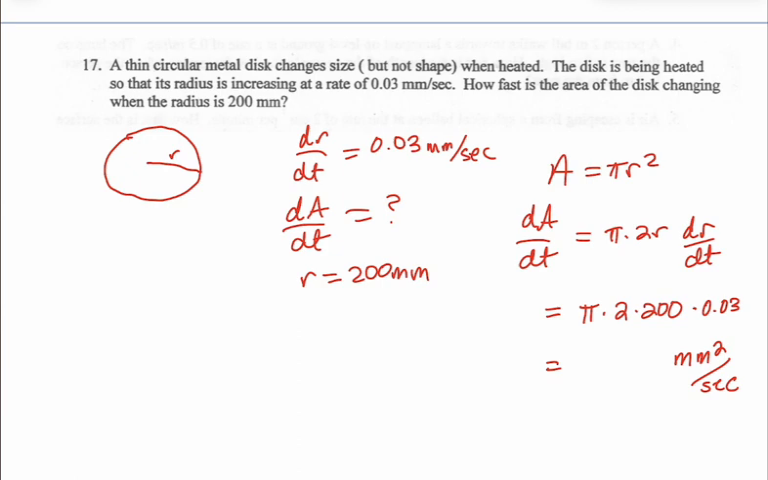Well, let me tell you, I'm going to leave the pi usually as a pi. It's a good idea. Just leave a pi. And so 2 times 200 times 0.03 is 12. So I'm just going to write that as 12 pi. If you multiply by 3.14, that's fine. But most of the time, just leave a pi in your answer. So the area is changing by 12 pi square millimeters every second.